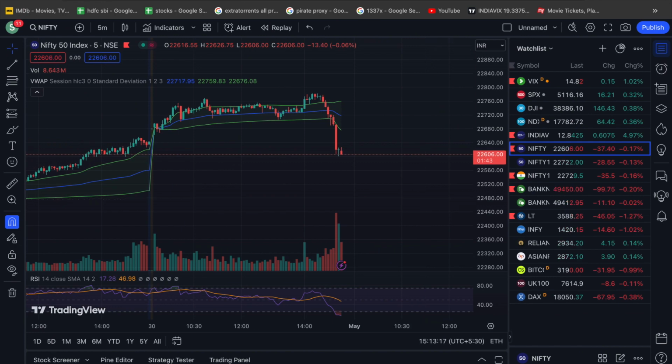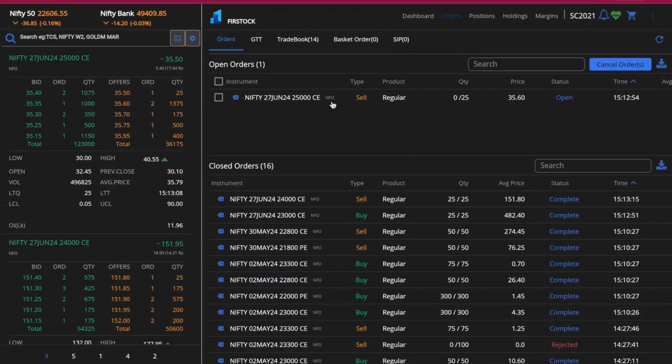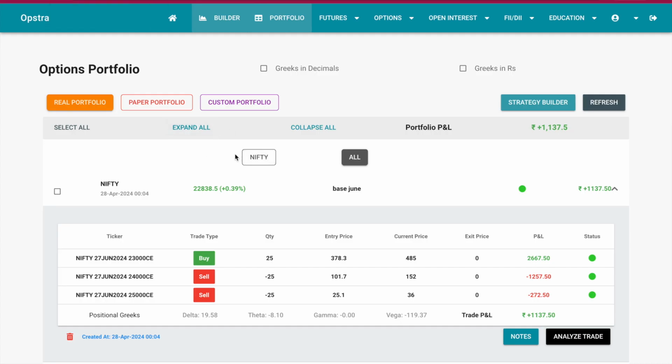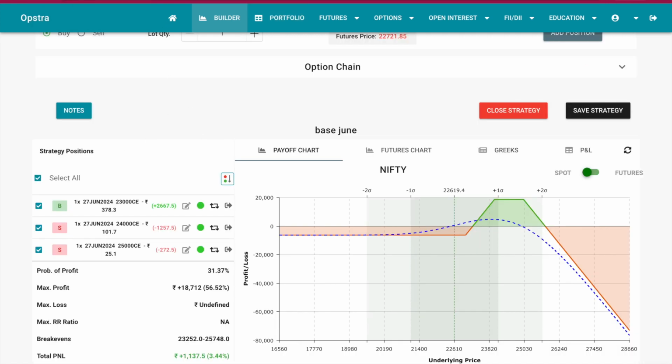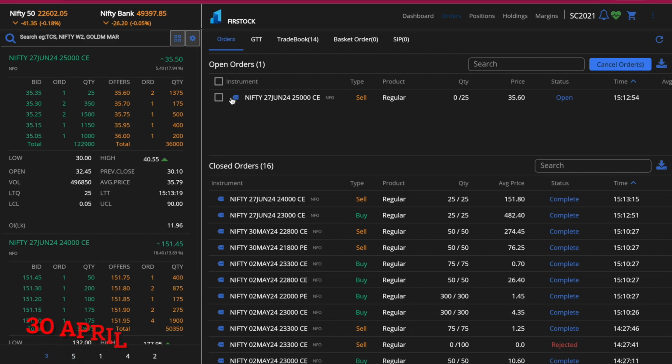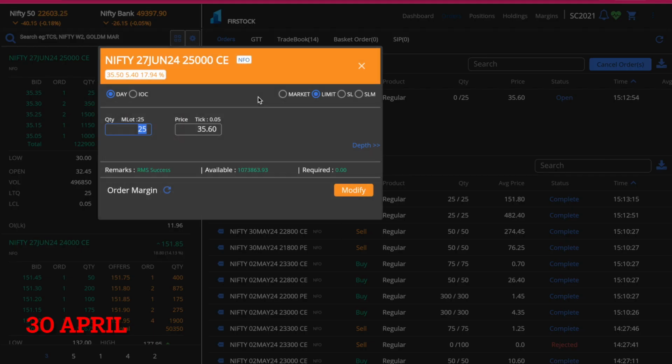So we are here sitting on the 30th of April, Tuesday, and this is the last day, and it is 3:13 p.m. We have already closed our last strategy, which was a kind of flat strategy, and now we are adjusting the June strategy. This June strategy will have one base strategy, and then there will be reference trades.